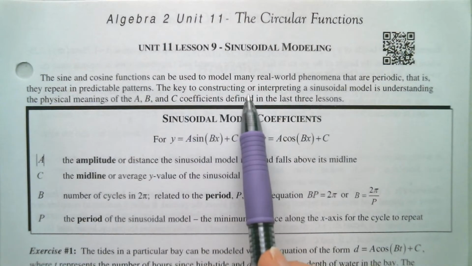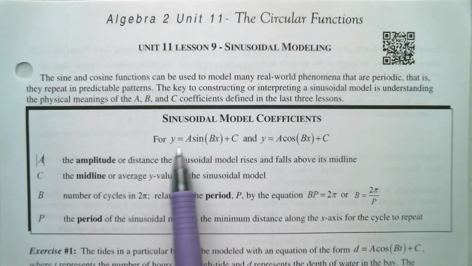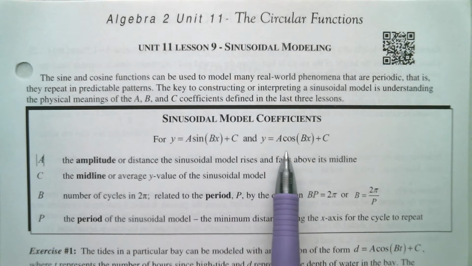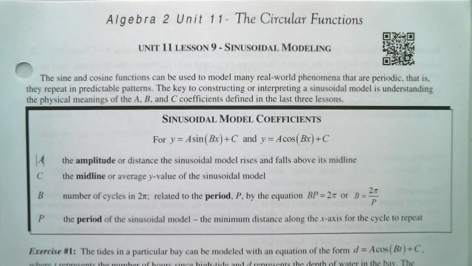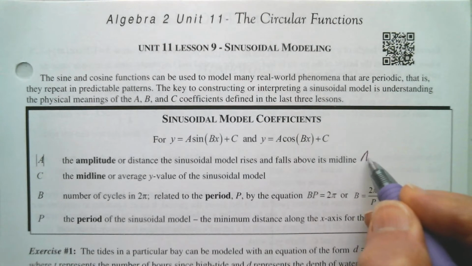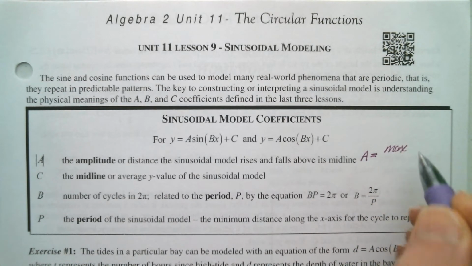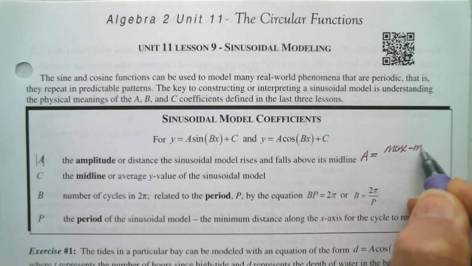The key to constructing or interpreting a sinusoidal model is understanding the physical meanings of the A, B, and C coefficients defined in the last 3 lessons. So for y equals a sine bx plus c and y equals a cosine bx plus c, remember that the amplitude is equal to the absolute value of a. It's the distance the sinusoidal model rises and falls above and below its midline. We also know that we can get our a value by taking the max minus the min divided by 2.